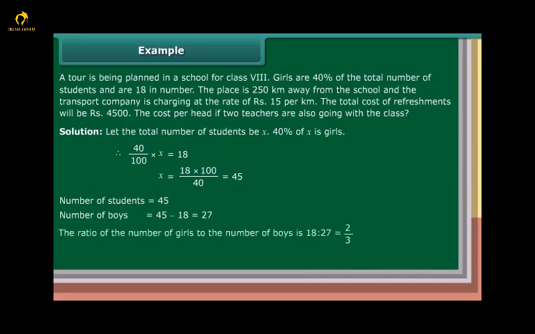The ratio of the number of girls to the number of boys is 18:27, which is equal to 2 upon 3. 2 upon 3 is written as 2 upon 3 and read as 2:3.